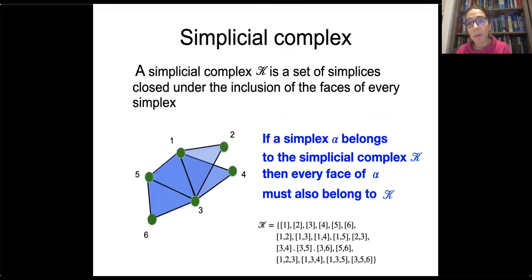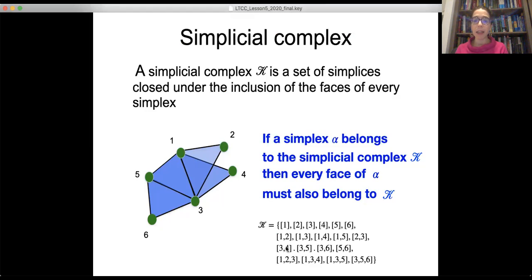So a simplicial complex is a higher order network, which is formed by a set of simplices and has the additional feature that it is closed under the inclusion of the faces of every simplex. So if a simplex alpha belongs to the simplicial complex, all its faces also belong to the simplicial complex. So if you have the triangle 1, 2, 3, then you have all of 1, 2, and 3, the single nodes, and then you have each pair of links, 1-2, 2-3, 1-3.